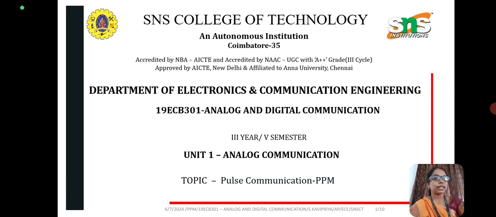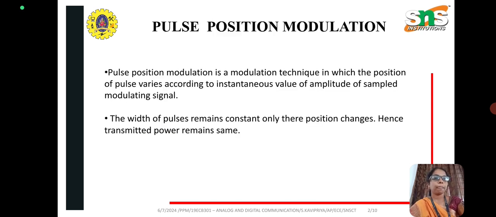I am going to discuss the topic PPM, Pulse Position Modulation. So what is pulse position modulation? Pulse position modulation is a modulation technique in which the position of the pulses varies according to the amplitude of the modulating signal. The width of the pulses remains constant; only the position of the pulses changes. Hence, the transmitted power remains the same.